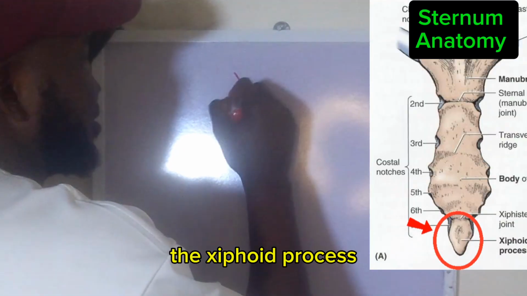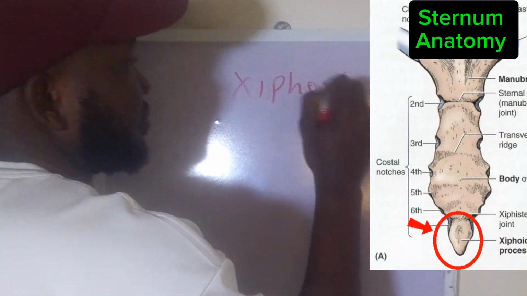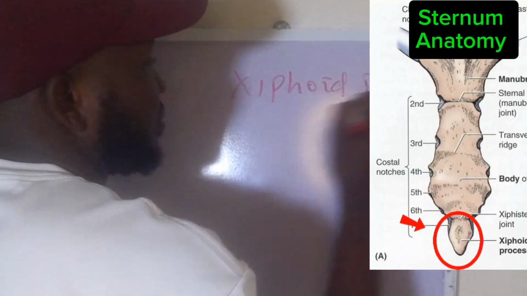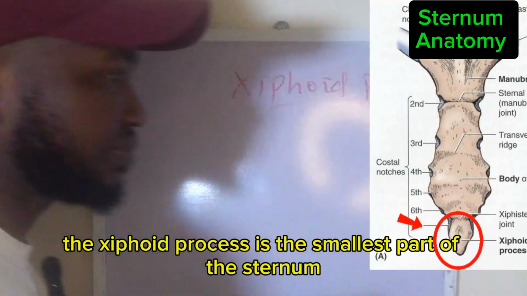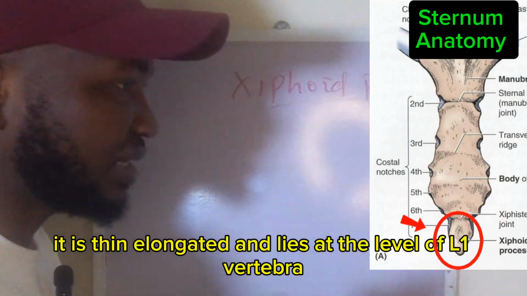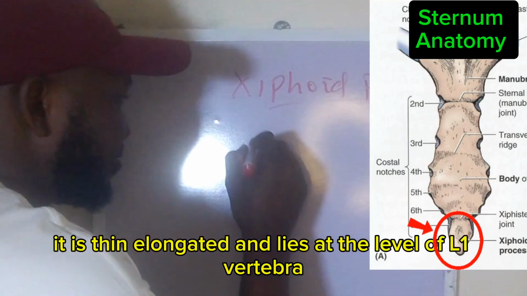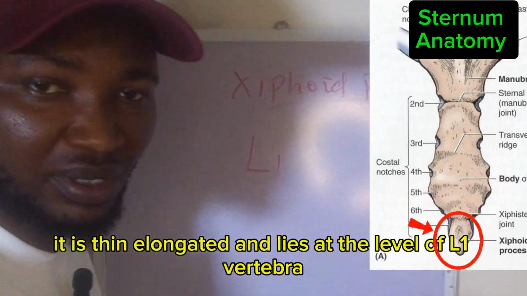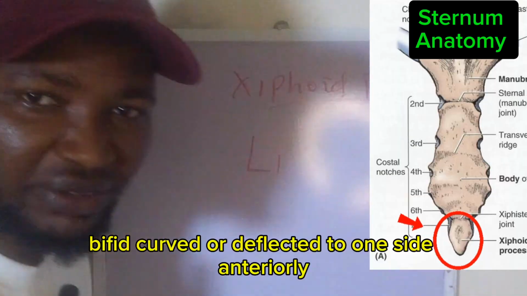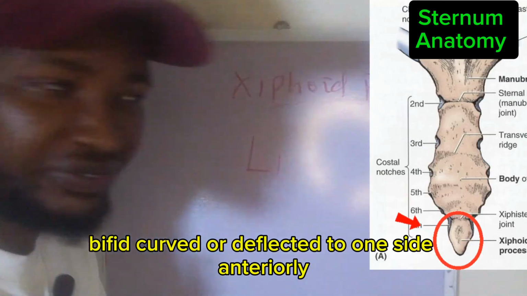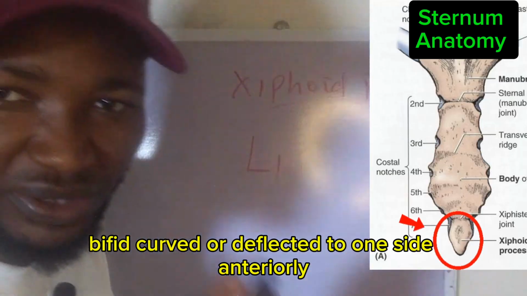The xiphoid process. The xiphoid process is the smallest part of the sternum. It is thin, elongated, and lies at the level of the L1 vertebra. It may be pointed, blunt, bifid, curved, or deflected to one side anteriorly.